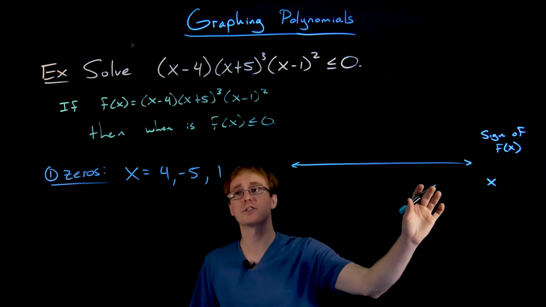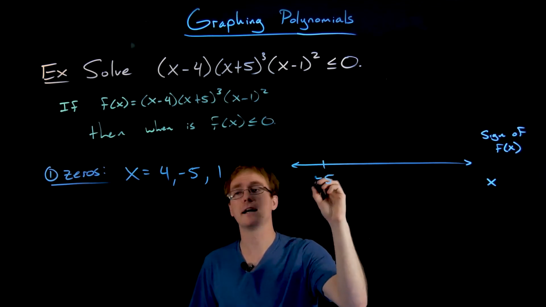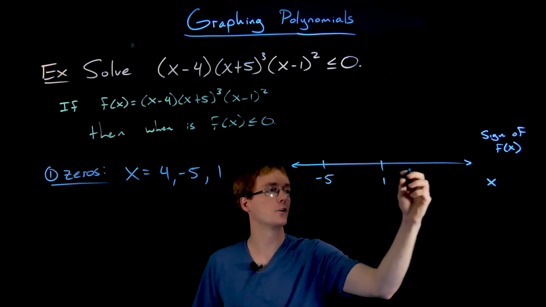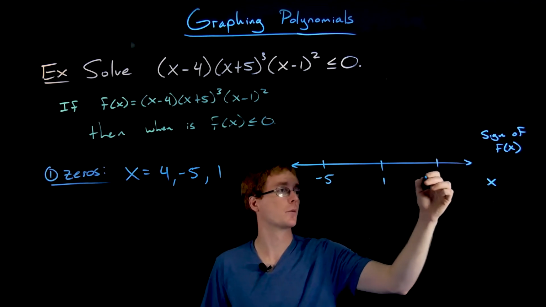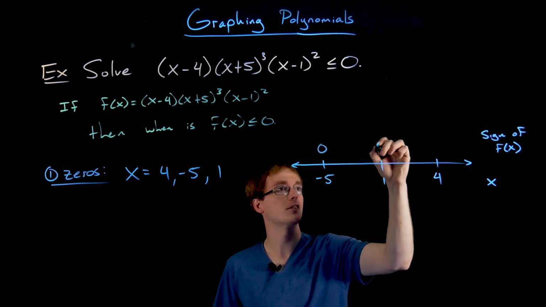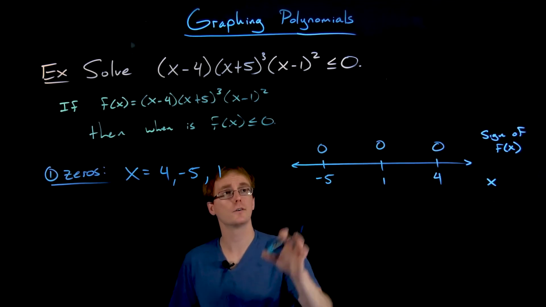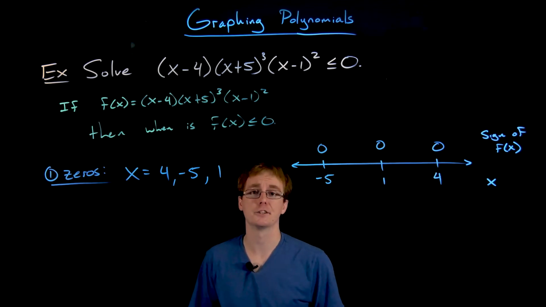So let's go ahead and label these important x values on our sign chart. On the far left we have negative 5, then 1 comes next, and then 4. The sign of our function f(x) is not positive or negative at these x values. It's equal to 0, so that's what we're going to label on our sign chart here.